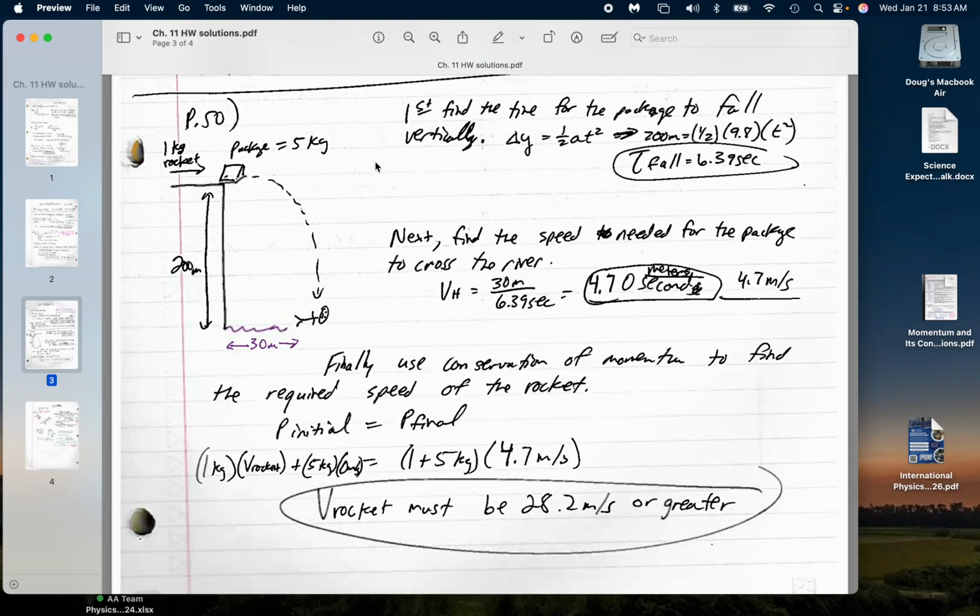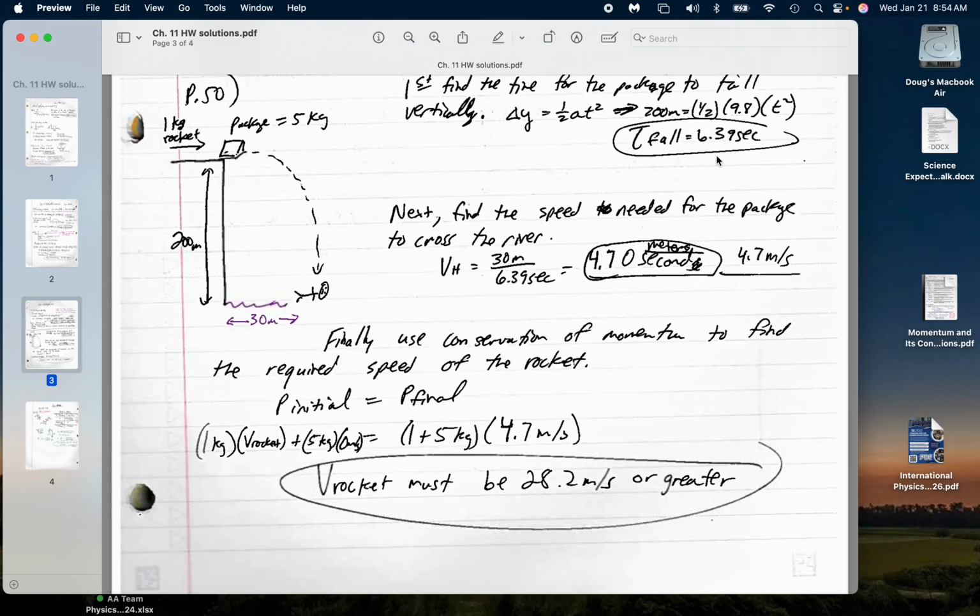So this is a multi-stage problem. First thing you need to do is figure out what time it's going to take the package to fall vertically. Why? Because we need to figure out the speed the package needs to get to cross that distance. So I would use delta y equals 1/2 g t squared. That's around 6.4 seconds of falling time. And now, if we know the river is 30 meters across and the time is around 6.4 seconds, we know that this whole thing needs to get to 4.7 meters per second.